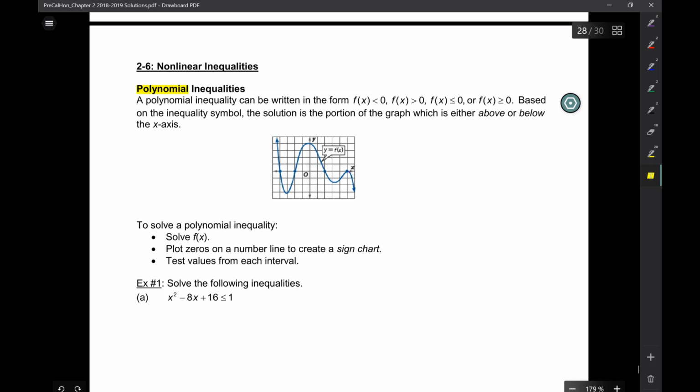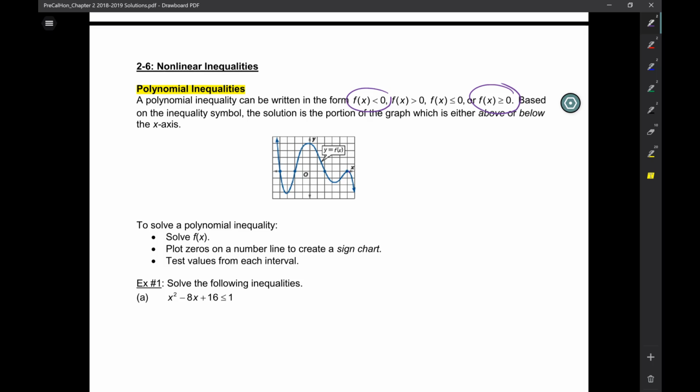Now, when we have a polynomial inequality, right? A polynomial inequality has the form f of x is less than or greater than 0. So this one, for example, says f of x is less than 0, or it could look like this, f of x is greater than or equal to 0, okay?